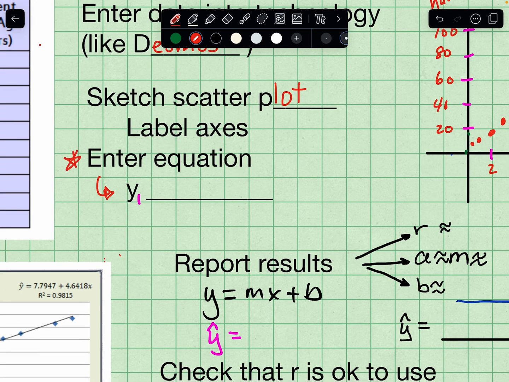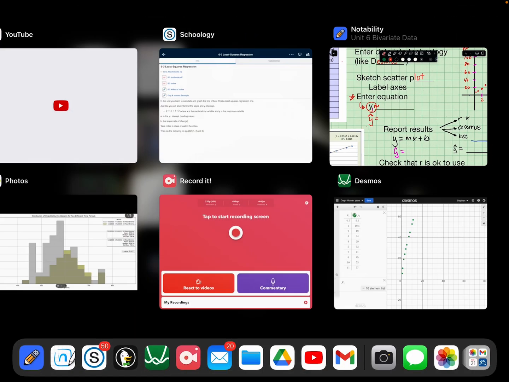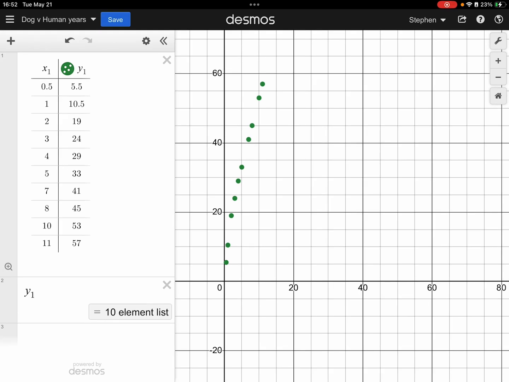Next, we need to get an equation. How do I get the equation? Number one, on the computer, it's going to look like y1. In stats class, we don't call it y1, we call it y hat. All right? The computer's going to use a little tilde. So let's go and find our equation from Desmos.